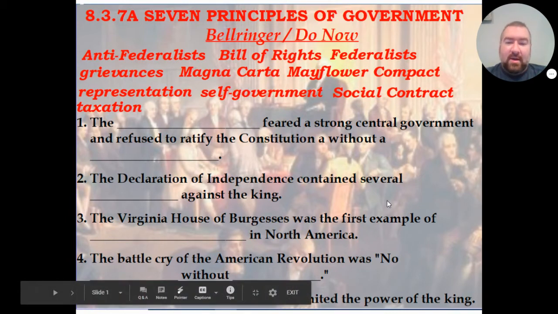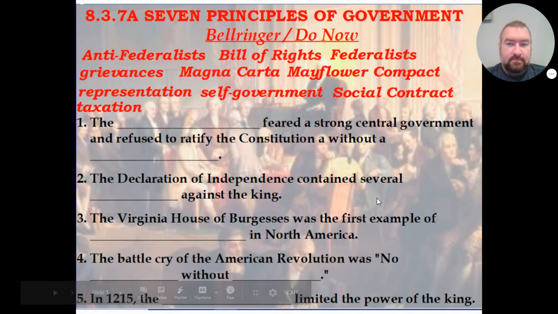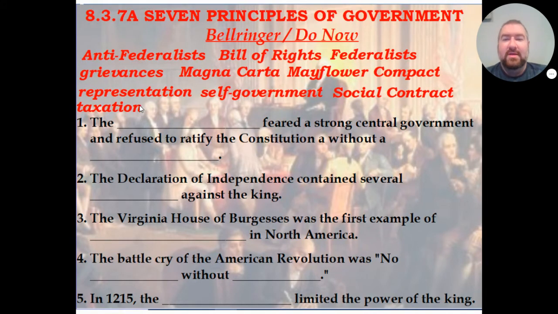The battle cry of the American Revolution was no blank without blank. Once again, battle cry of the American Revolution, that's your key concept. You look that up, you're going to find no taxation without representation. Once again, we're going to be talking about that a lot when we get into our principles of government.